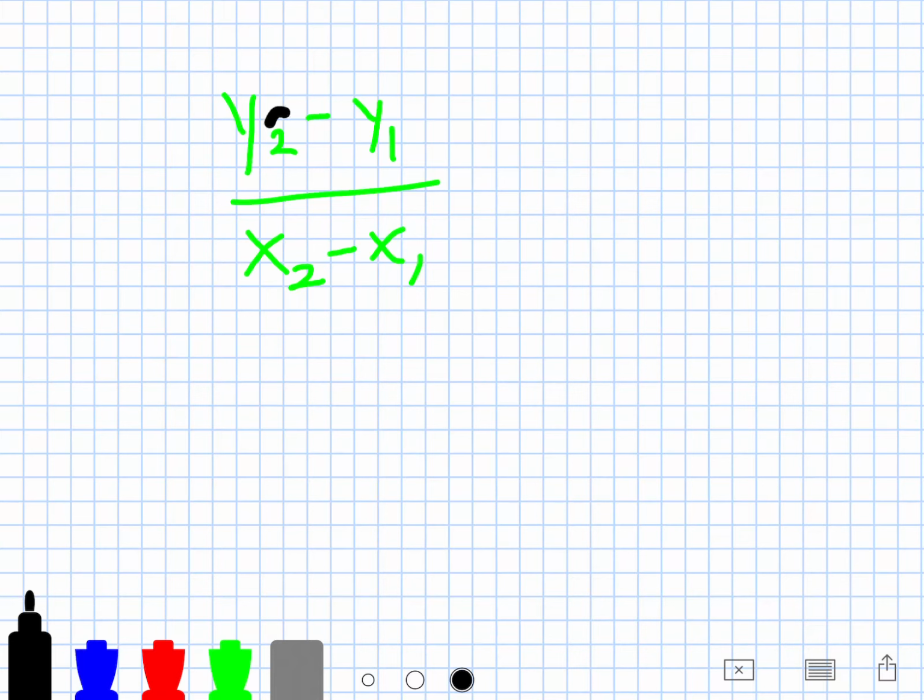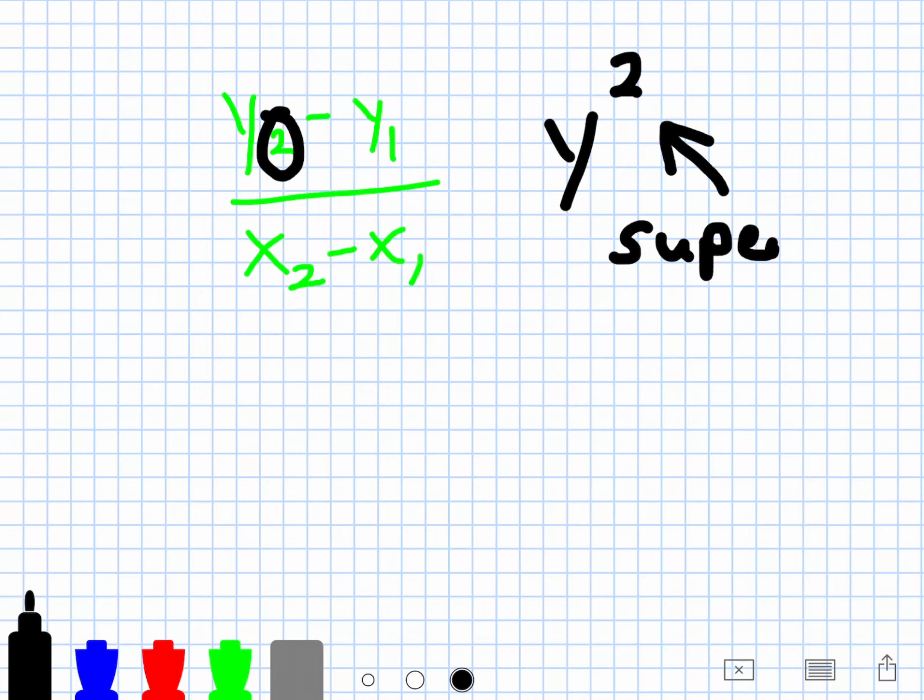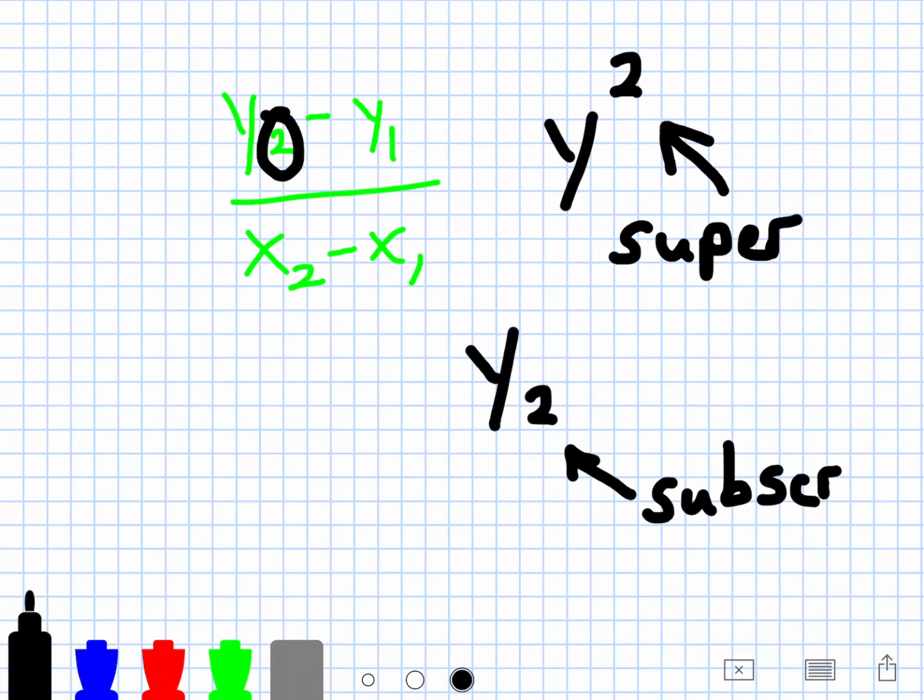What we're going to talk about a little bit is these small numbers. When we have y with a 2 up top in the top right, we call it an exponent, but it can also be called a superscript. If I have the y in the bottom right-hand side, this is called a subscript. Superscripts tell us how many times the y is multiplied together, so this is y times y. A subscript tells us which y it is.